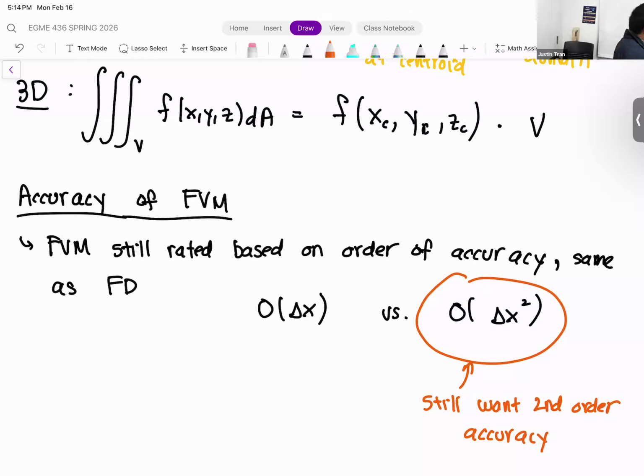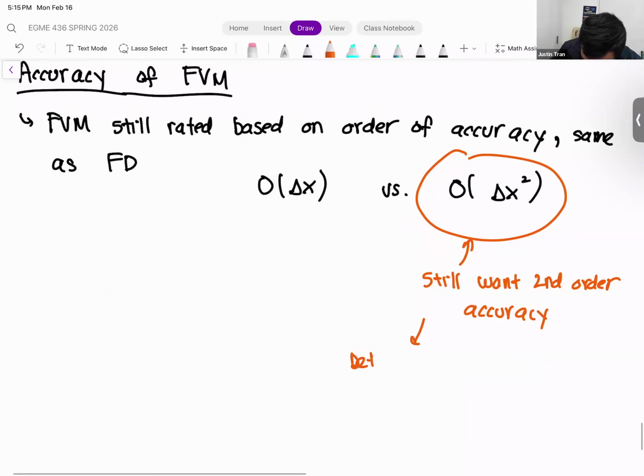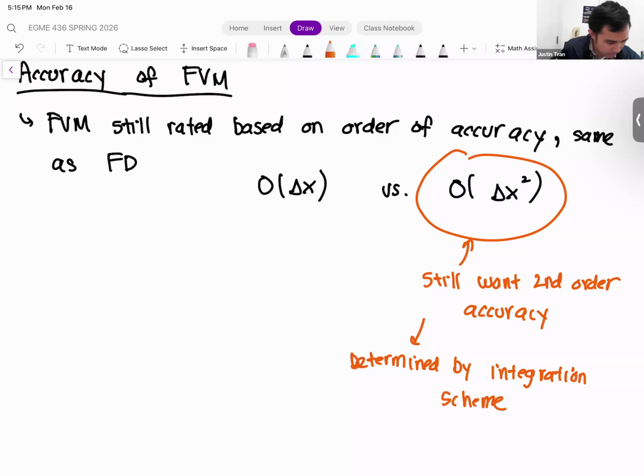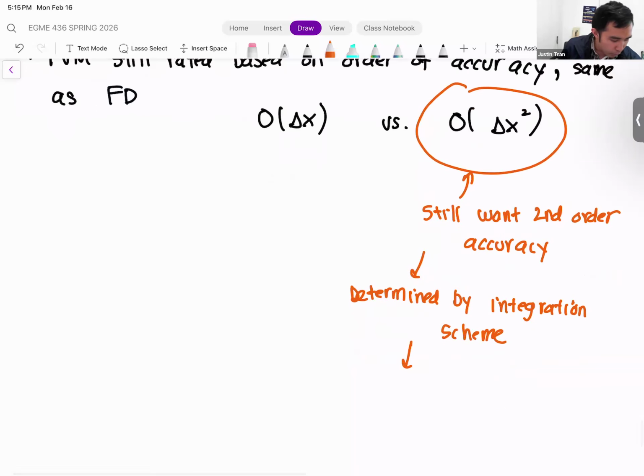But the way that we determine accuracy is different in finite volume. The main determinant for accuracy in finite volume, well, there's technically two. The second one will become more clear once we actually start doing it. But one of the main determinants is how accurate your integration scheme is. And it just so happens that the integration scheme that we just went over, trapezoidal rule, is second order accurate.